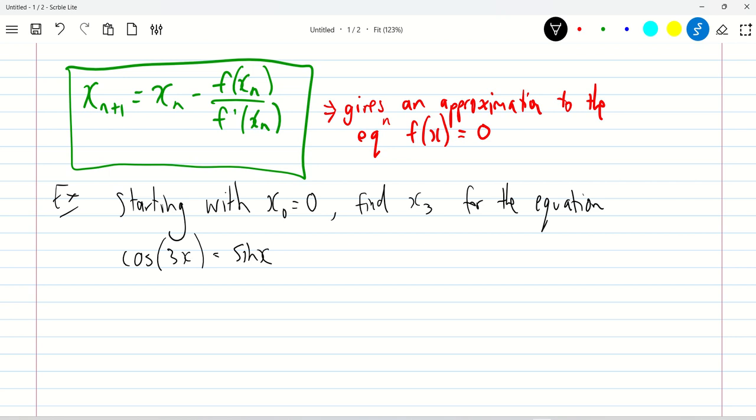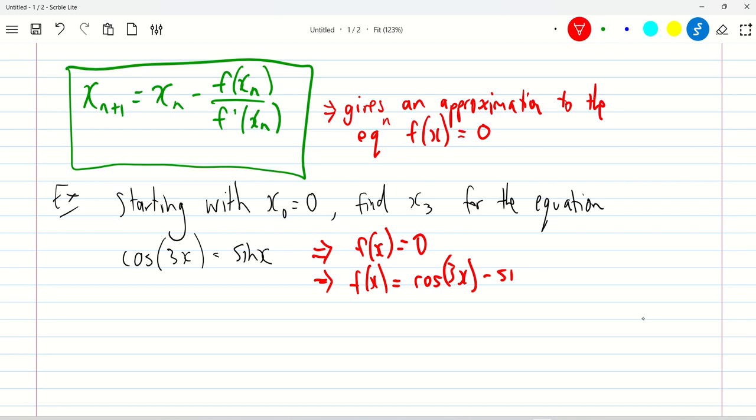So we've got an equation cos 3x is equal to sine x. Now remember, when we're trying to use Newton's method, we need a function that's equal to 0. We want to try to solve f of x equals 0. So we just need to rearrange this a little bit. Let's call f of x cos 3x take away sine x, because that'll be my function. If I solve that equal to 0, that will give us the same solutions as this equation here, which is what we want. So our f of x is cos 3x take away sine x.